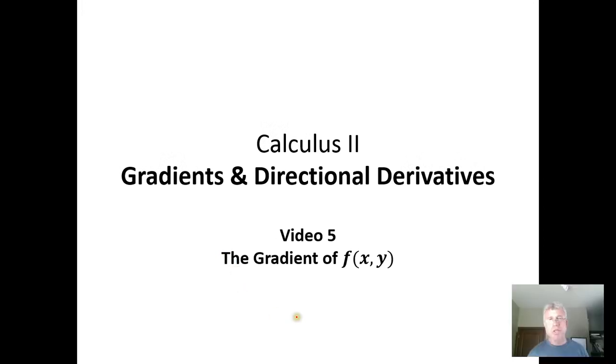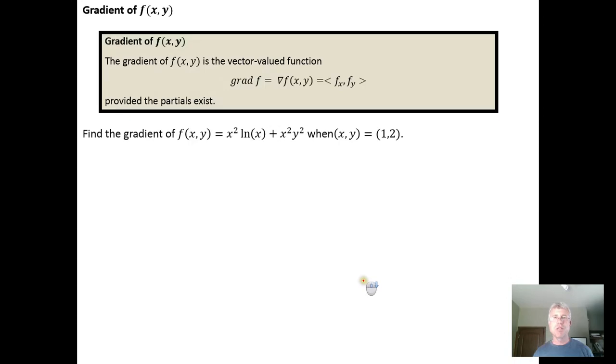So in this video we're going to define and calculate a gradient of a function of two variables. We define the gradient of the function f of x, y as the vector-valued function that we get when we take the partial derivative with respect to x and make that the x component of the vector, and we calculate the partial derivative with respect to y and make that the y component of the vector.